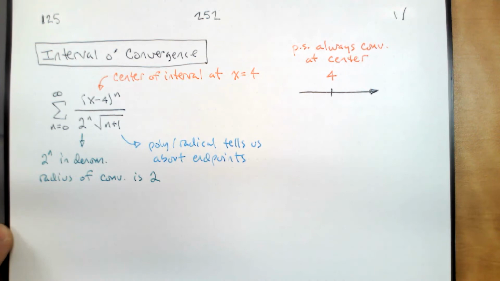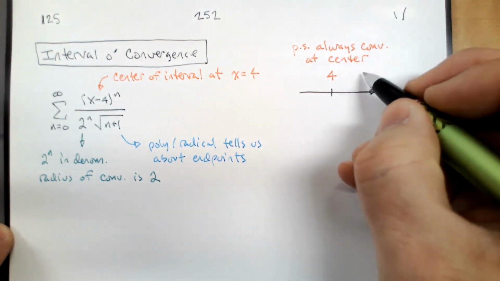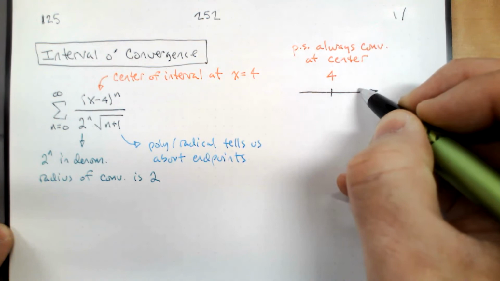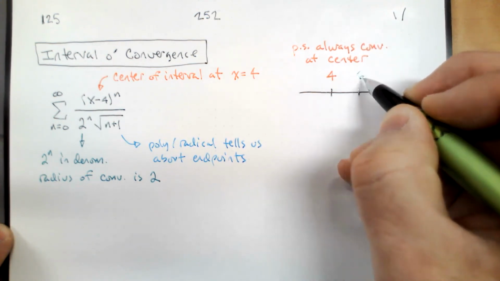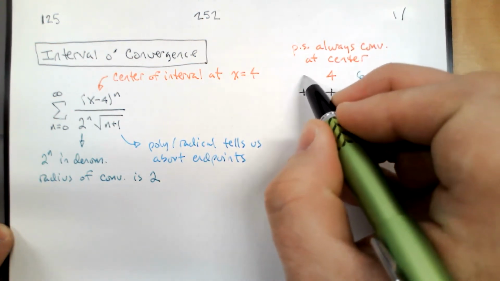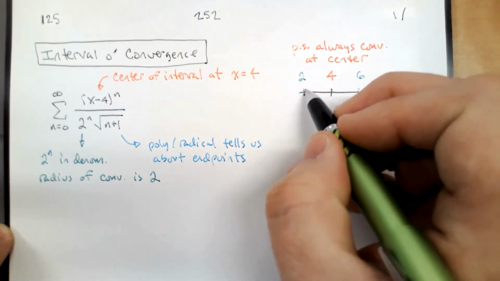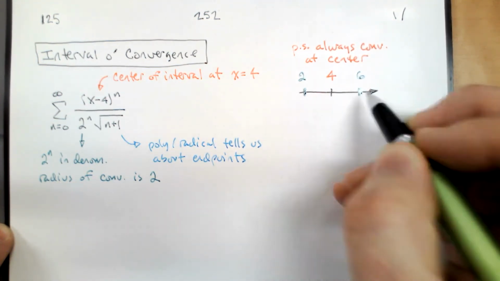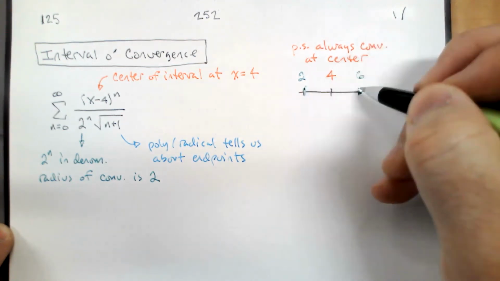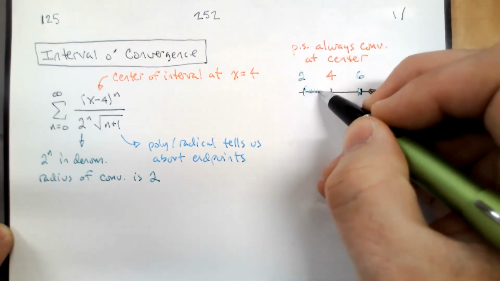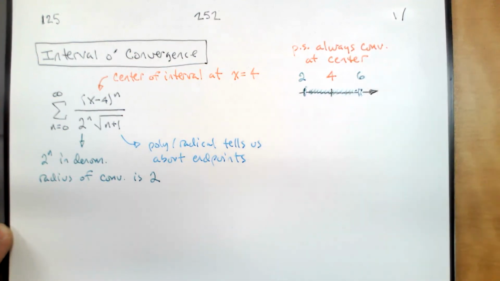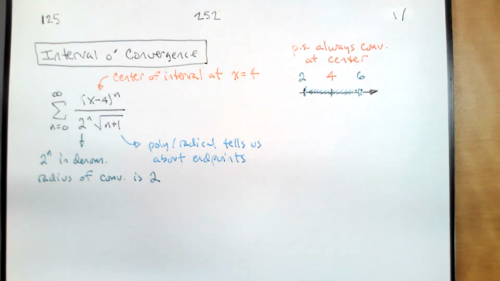So the radius of convergence is 2. That tells me above we're going to have 4 plus 2 is 6. And 4 minus 2 is 2. So we're getting all this stuff in between 2 and 6. Then we have to decide if the endpoints are included or not. And for that, we have to look at the polynomial and radical stuff, the stuff that the ratio test can't see.